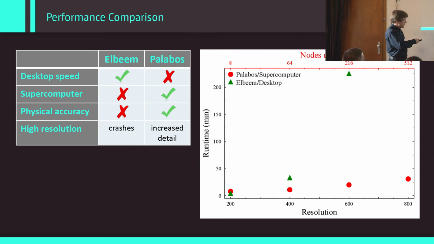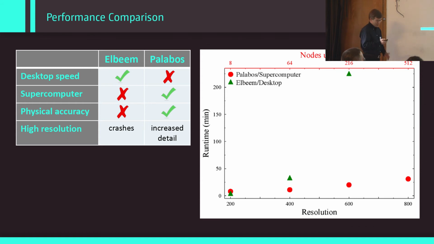As we increase the resolution, you can see that exponentially the time required with Blender increases. At a resolution of 800, it's not even possible to run. There is a memory issue, it will crash, but even if it did run, it would take days maybe. But here with Palabos on the supercomputer, it's all a matter of minutes. We just need to keep adding nodes, and since it parallelizes nicely, it will run very fast. So it's a big speed advantage there.